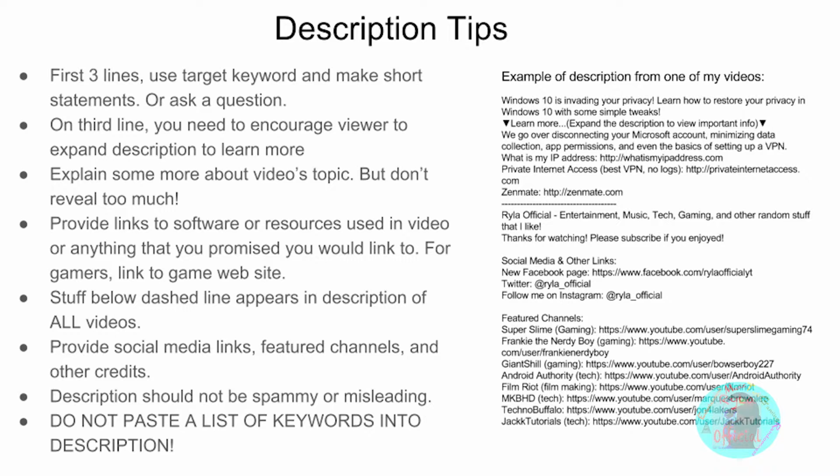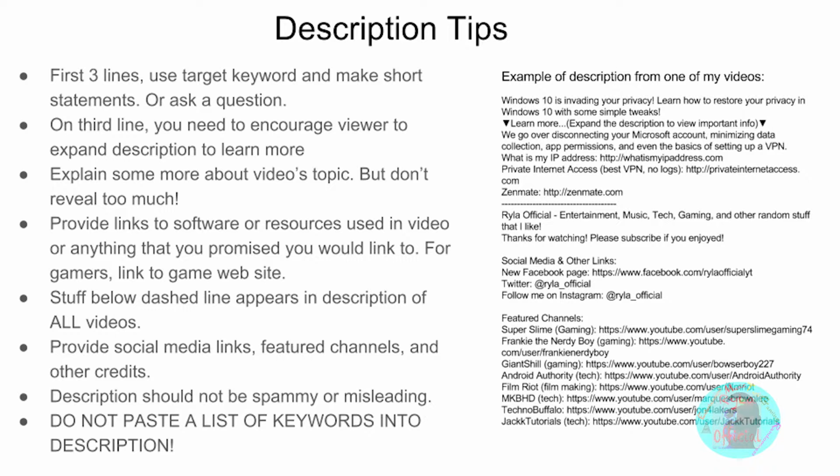And below that, notice how I have a dotted line. This is a nice way to separate what is in your description for an individual video and what is in the description for every video. For the stuff that should show up in the description of every video, you should include your social media links and possibly links to featured channels. Anything that you always want to be in your description should go there. There is a way to tell YouTube to place that in your description by default on every new upload, and we will look at that later.